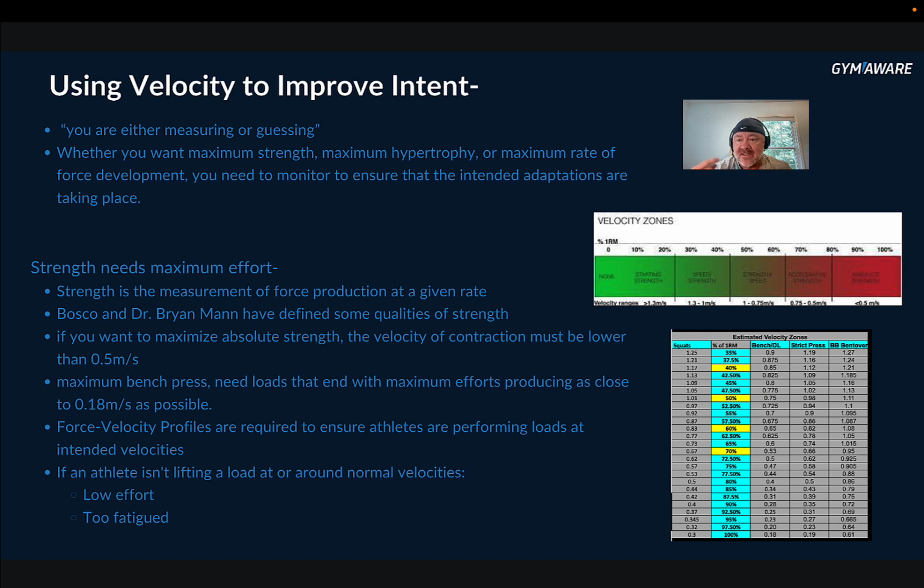If they're too fatigued, send them home and let's get recovered. If they're not lifting with an intent that is up to their normal amount of effort, well, it's time to get in their grill, I think, or at least find your own ways of motivating your athletes.